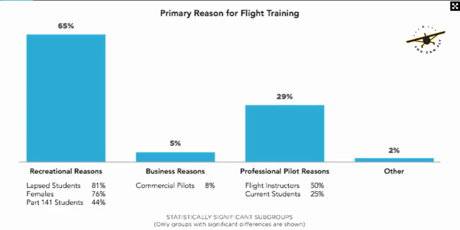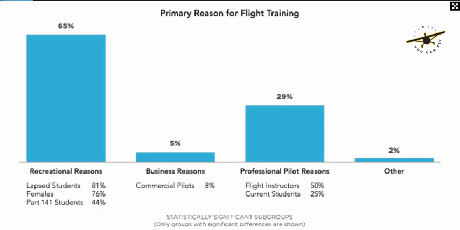So what I wanted to do is just give you a really quick primer, and all these details and more are in the full report. You're welcome to look at those later. But I picked out a couple of prime points here, and one is the primary reason for flight training. If you see this bar graph, you can see that 65% of people that do flight training are doing it for recreational reasons. And then the next biggest group are professional pilots at 29%.